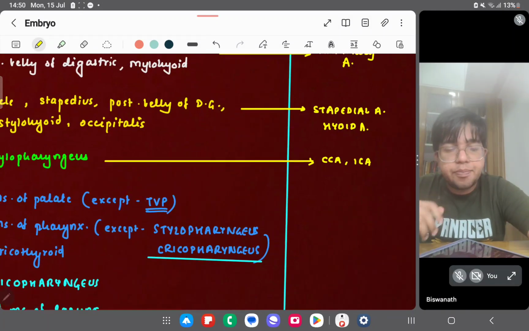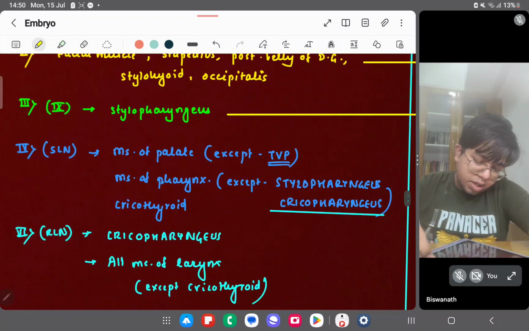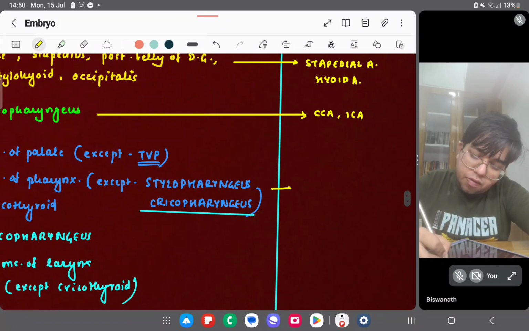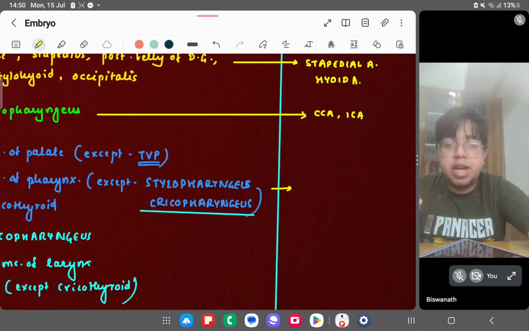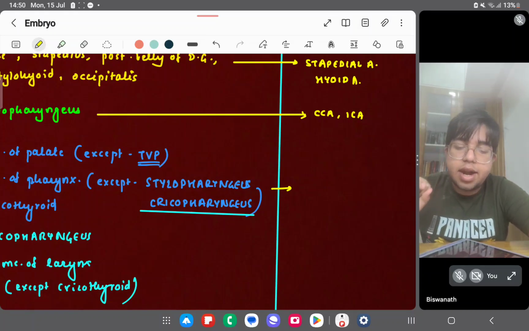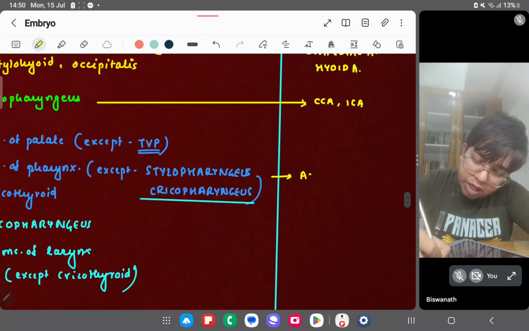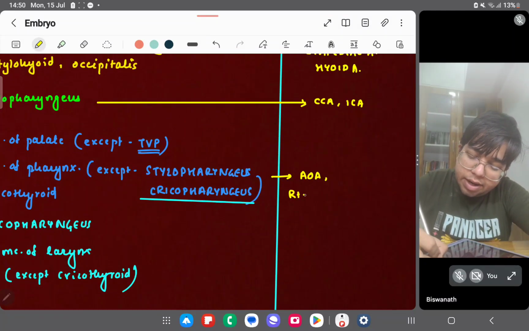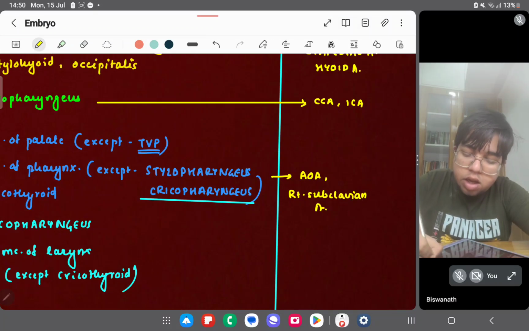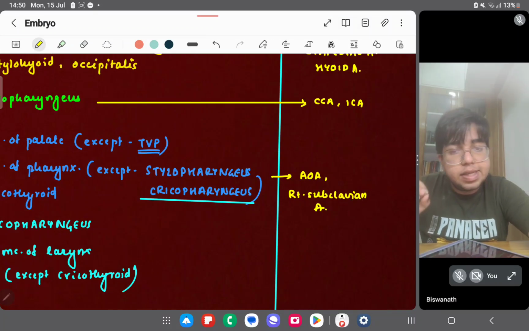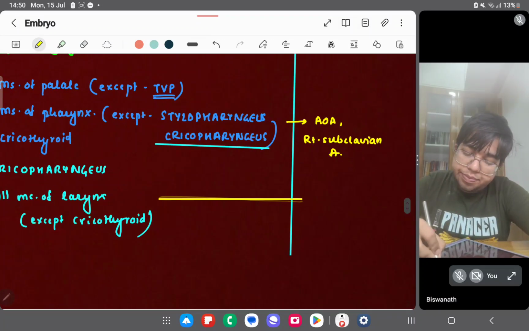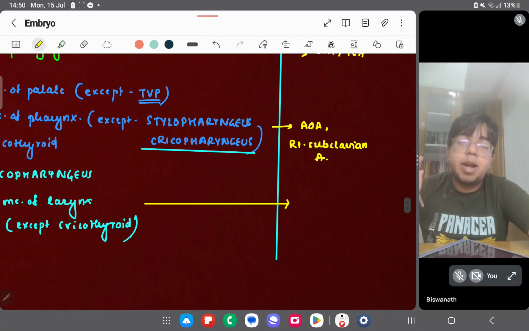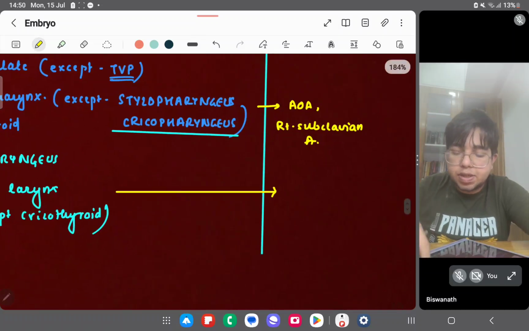CCA and ICA, right? Then the fourth arch. The fourth arch is supplied by your arch of aorta and right subclavian artery. And then the sixth one you have to remember: pulmonary artery and ductus arteriosus.